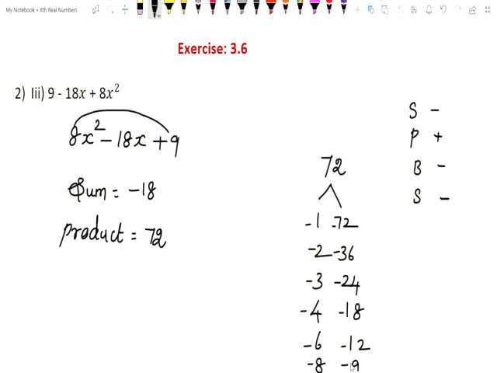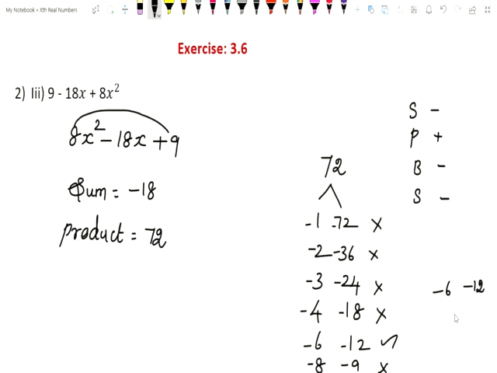Where will you get 18, children? See here, minus 1 minus 72 you get minus 73, so it's not possible. Minus 38, not possible. Minus 27, not possible. Minus 22 is not possible. But here minus 6 minus 12 you get minus 18. So this is the suitable factor. Okay. So after that what do you want to do? Minus 6 and minus 12 we selected.